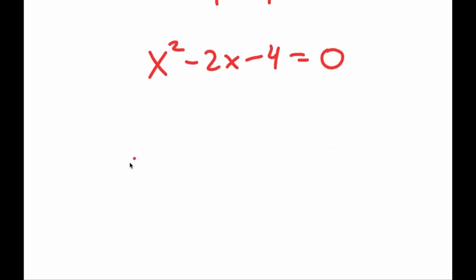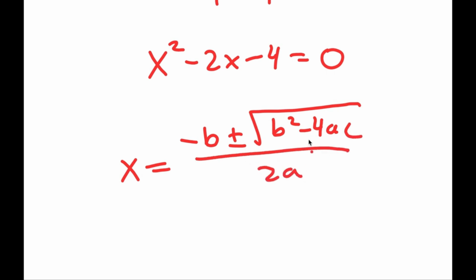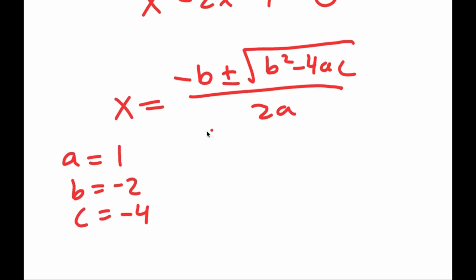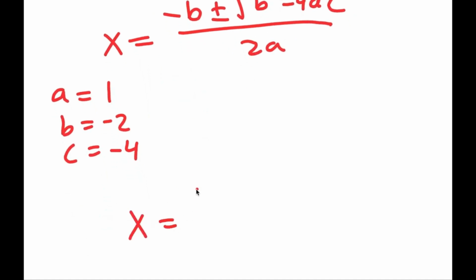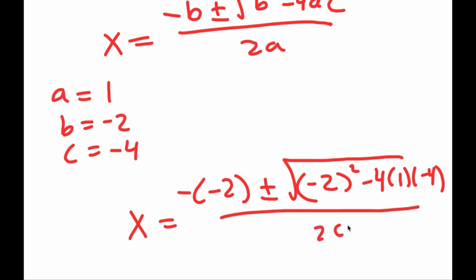Now to solve this, I'm going to use the quadratic formula, which is negative b plus or minus the square root of b squared minus 4ac all over 2a. So in this case, a is 1, b is negative 2, and c is negative 4. So I get x is equal to negative of negative 2 plus or minus the square root of negative 2 squared minus 4 times 1 times negative 4 all over 2 times 1.